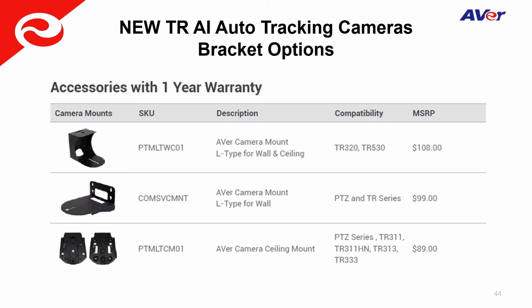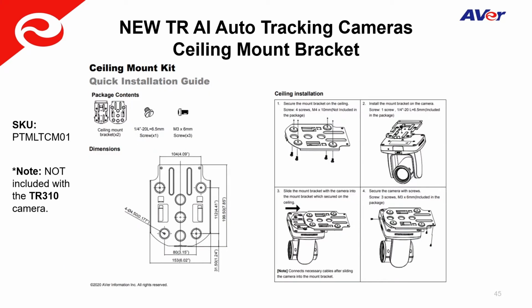Just showing the slide for a couple different bracket options for your installation of the camera. Really, the bottom 2 would most likely fit what you need, either ceiling mount or the AVer camera mount L-type for the wall. That is what the ceiling mount looks like, the PTMLT CM01. This does not come included with the TR310 camera. This would be a separate line item that you would have to add to complete the installation to the ceiling if you go with this bracket.